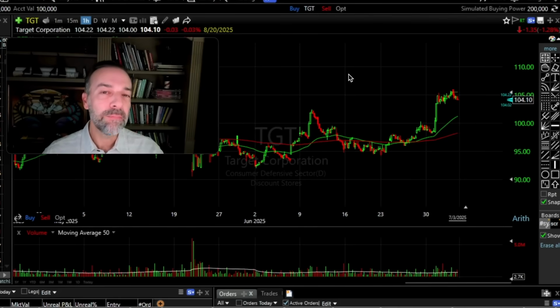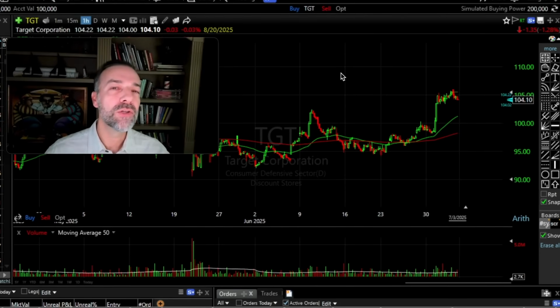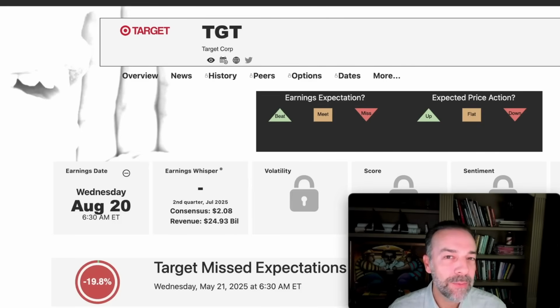Now, one more thing to keep in mind before we place this trade is the earnings date. And right now, TC2000 is saying that Target will be announcing earnings around August 20th. So we have almost 2 months before it announces earnings. Today is July the 6th, so we have about a month and a half to 2 months before it announces earnings. Before I place any option trade, I always like to confirm that earnings date if possible.